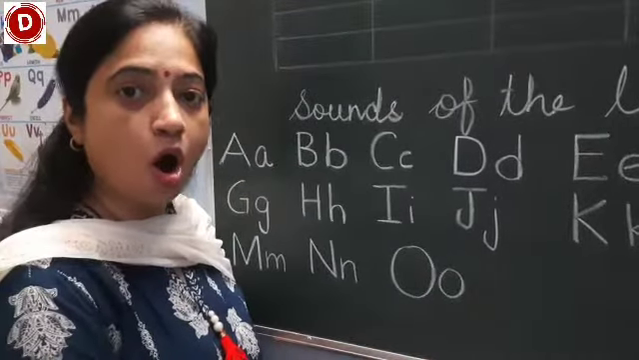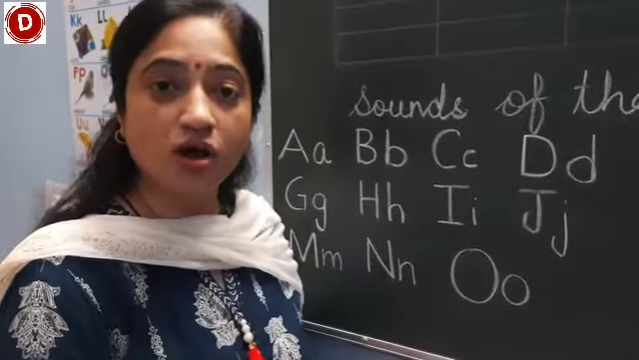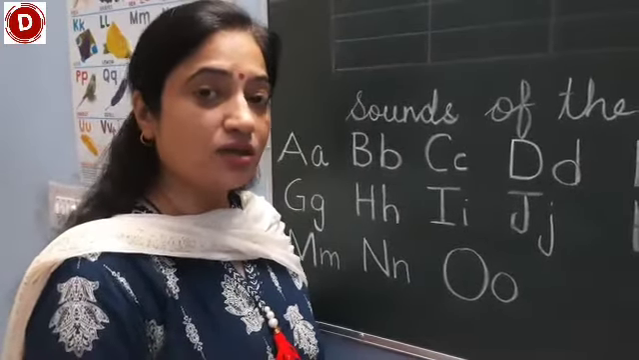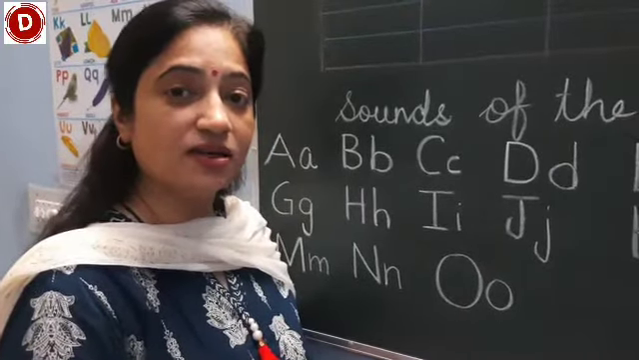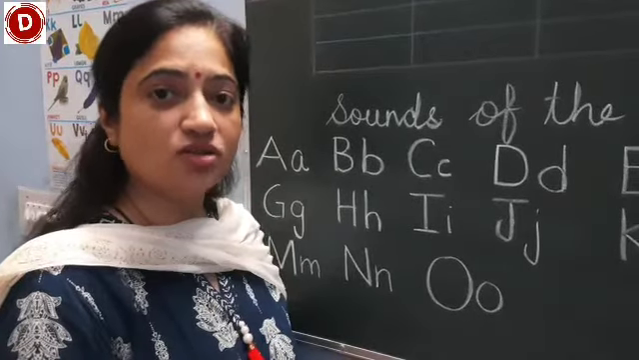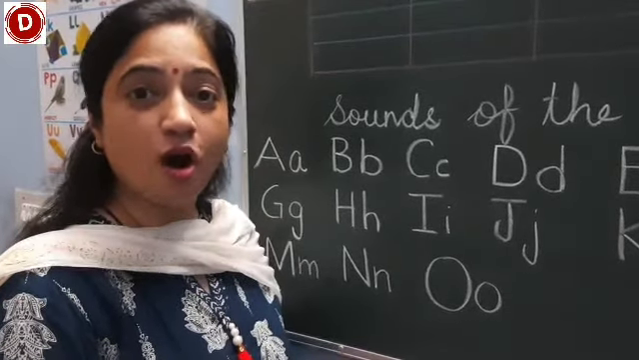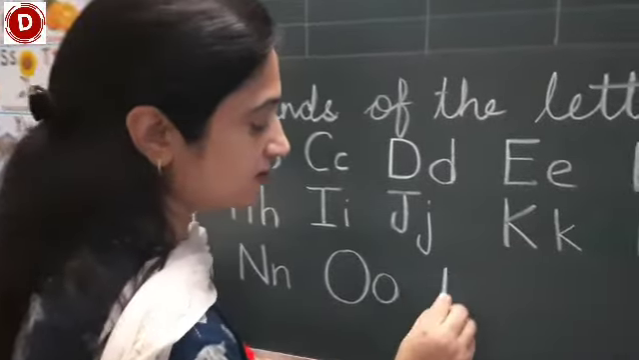O says O. O for orange, O for ox, O for ostrich. Can you hear the sound which is coming from the word which is starting with the letter O? O says O. O for orange, O for ostrich, O for ox. O says O. Now the next letter is P.